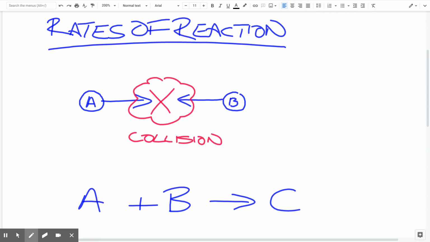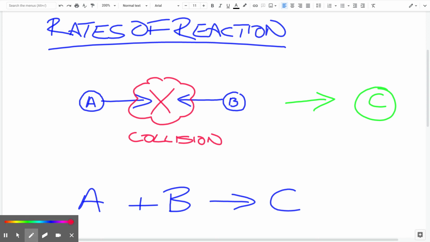So we can then move that on to suggest that if particle A has to collide with particle B, then the speed at which particle A is able to react with particle B and subsequently produce particle C, the product, the rate of that reaction, i.e., the number of particles that can collide per second, or the number of particles that can react per second, is proportional to the number of collisions.